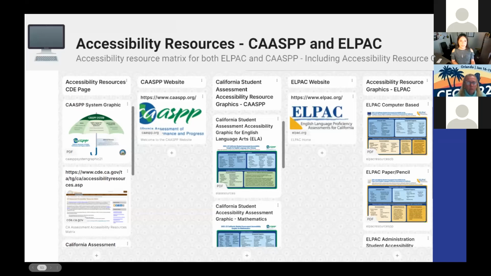And as always, all of the resources that we've included in the Padlets are free and accessible to all of you, and you may remake and share the Padlets as needed. Next slide.